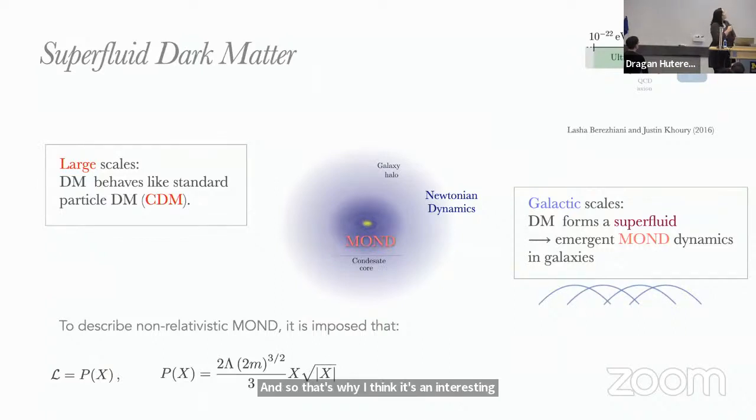So yeah, this is called superfluid dark matter. This was invented by Lasha Berezhiani and Justin Khoury, and it's a lot of work. So if someone's looking for a really cool project, this is a really cool model and it needs a lot of work. It's just a phenomenological model at this point.